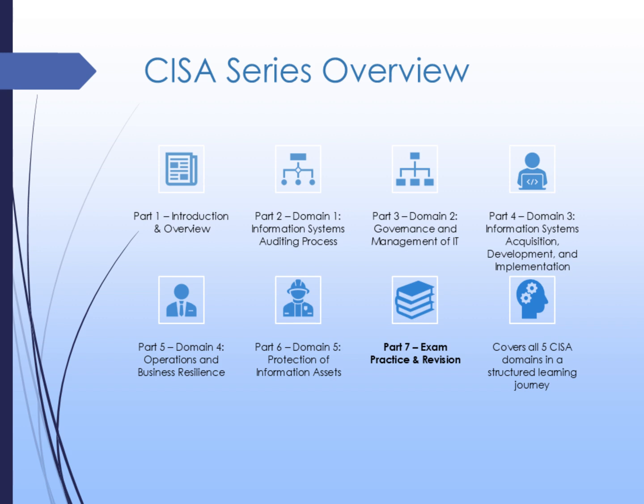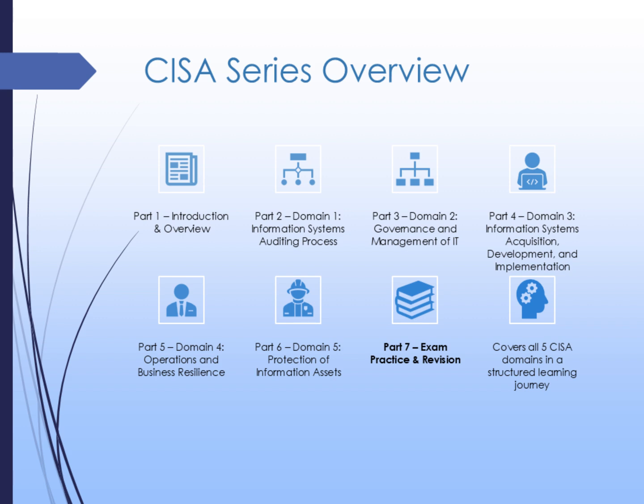Next, we explored Domain 2, Governance and Management of IT, where the focus shifted to governance structures, strategic alignment, risk management, and understanding the difference between governance responsibilities and operational management. In Part 4, we covered Domain 3, Information Systems Acquisition, Development, and Implementation. That included system development, testing approaches, project governance, requirements management, and change control processes.